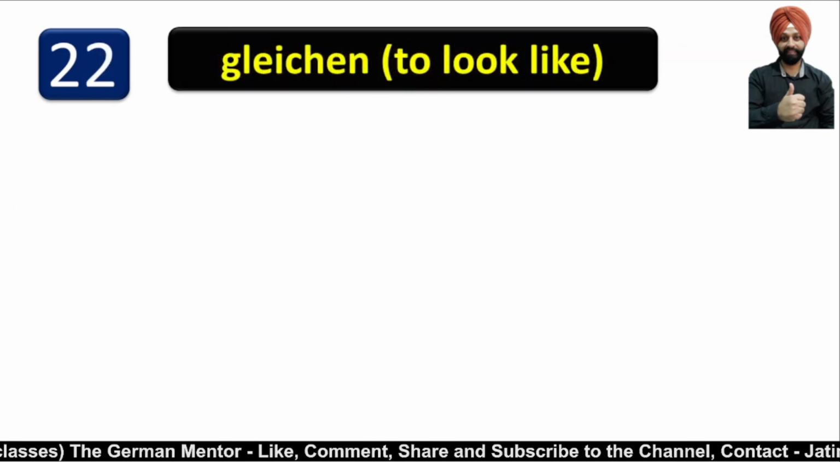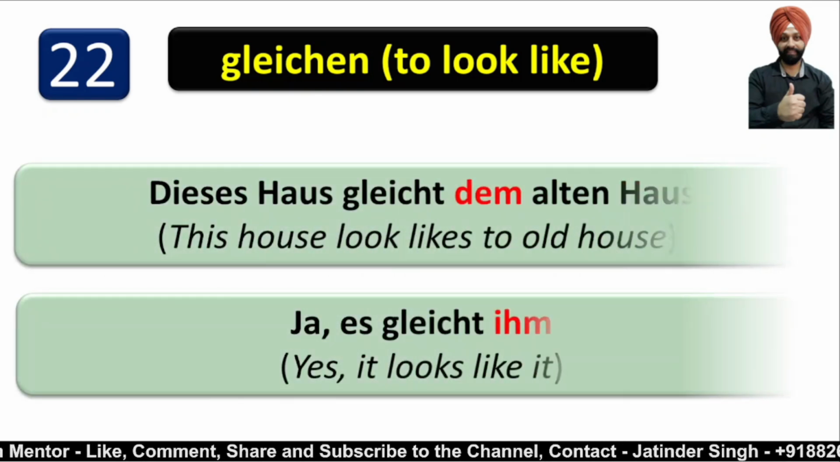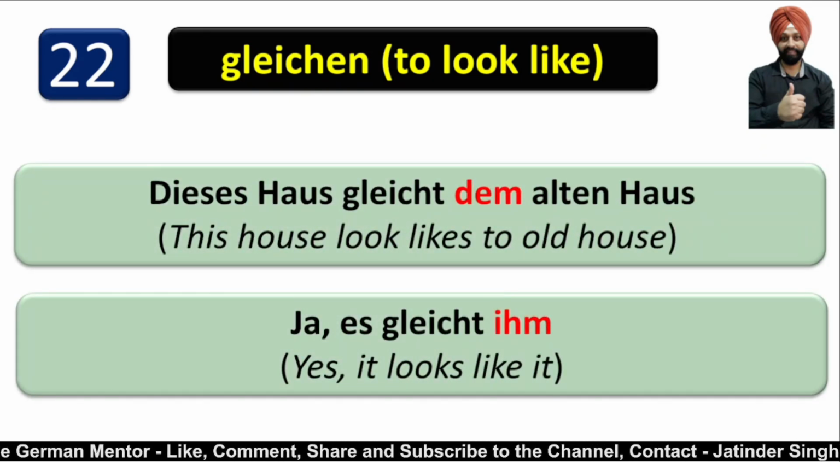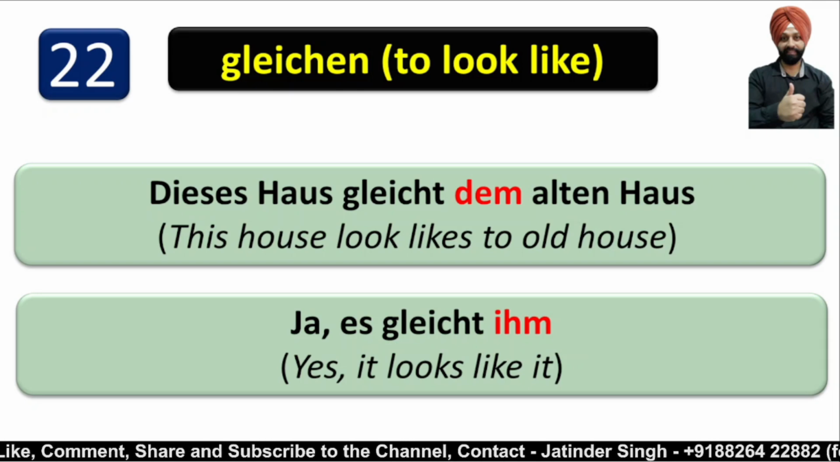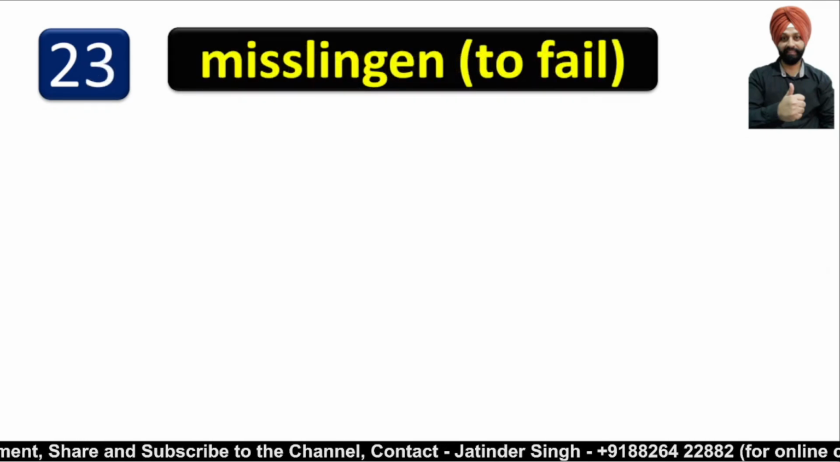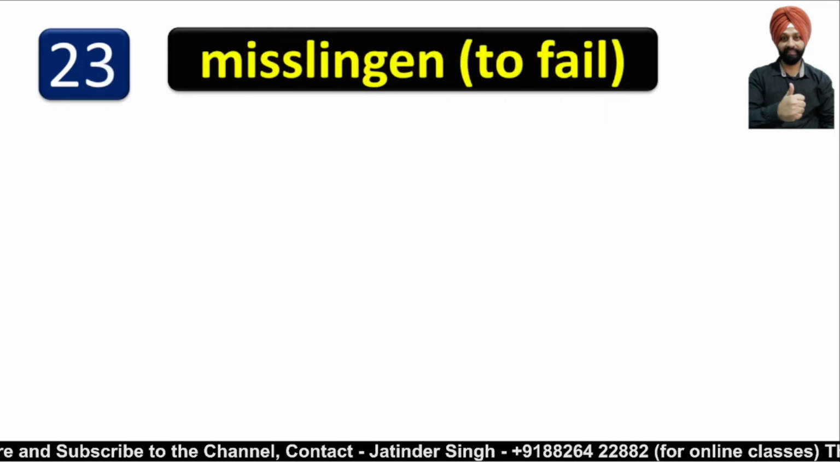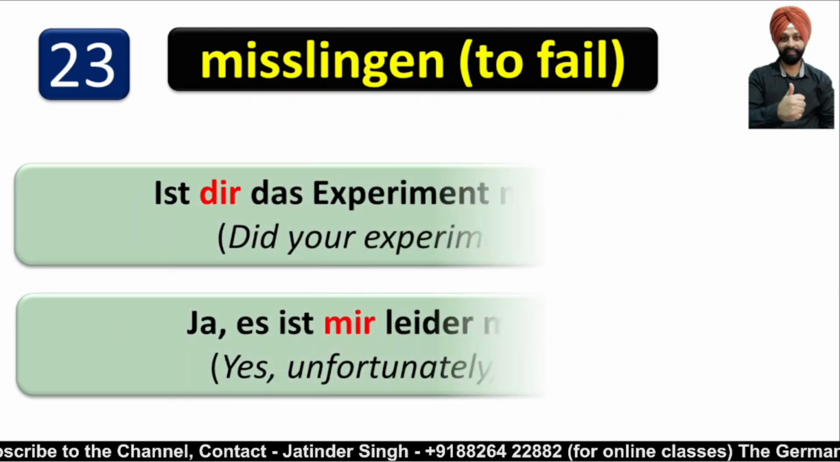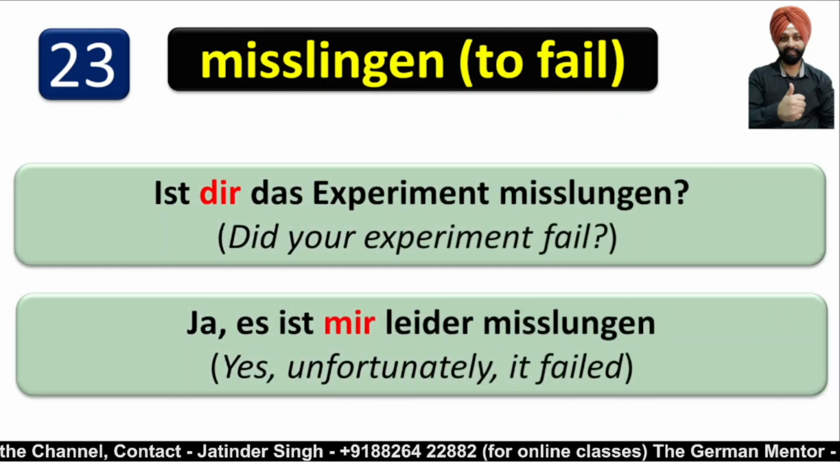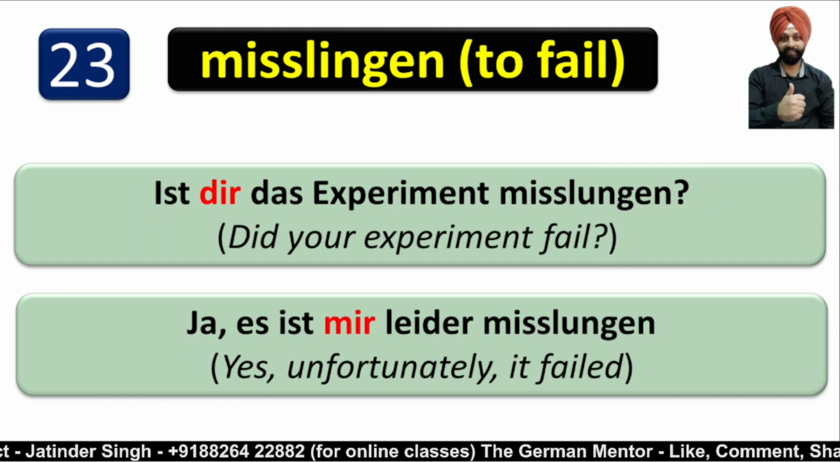The next one, Nummer 22, gleichen, it means to look like. Here comes the example. Dieses Haus gleicht dem alten Haus. Ja, es gleicht ihm. The next one, Nummer 23, misslingen, it means to fail. Zum Beispiel, ist dir das Experiment misslungen? Ja, es ist mir leider misslungen.